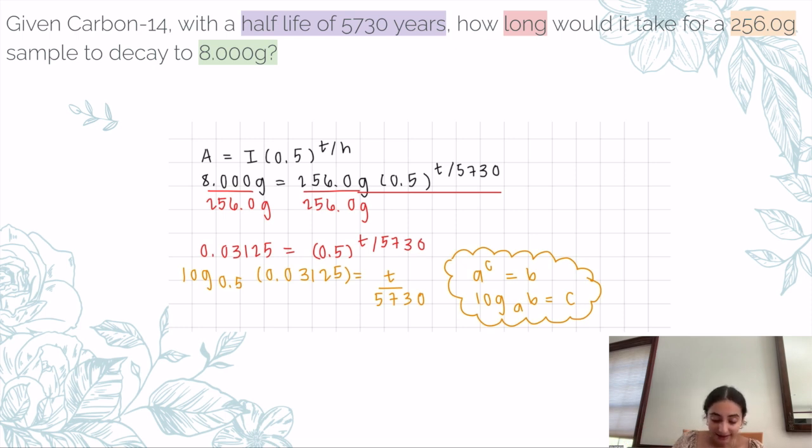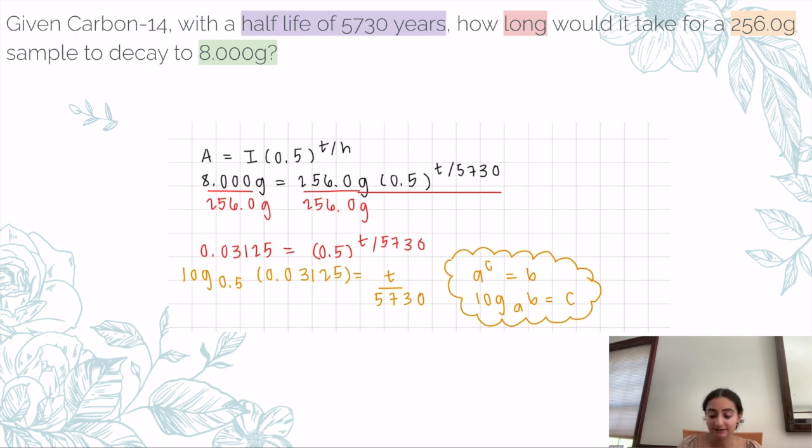Our a in this case is going to be 0.5. Our c in this case is going to be t over 5730. And our b is going to be 0.03125. So we have log base a, 0.5, of 0.03125, b, equals c, t over 5730.